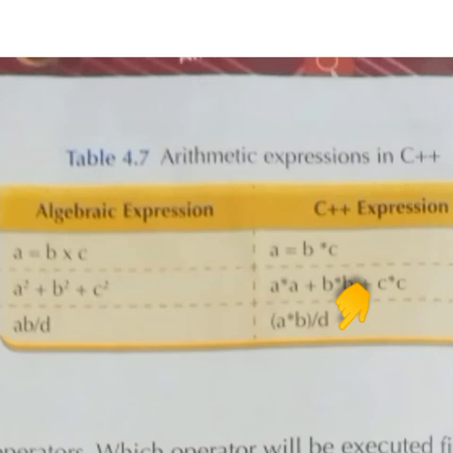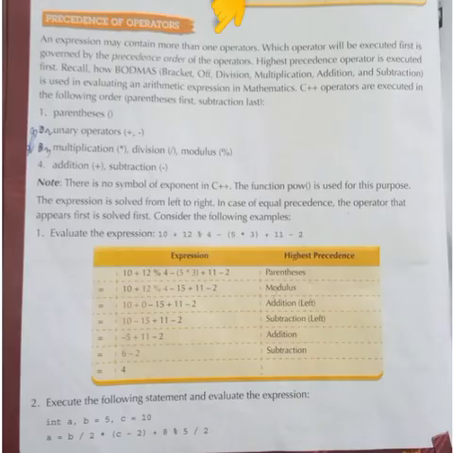So an expression, as I already explained, is an arithmetic expression. Here three expressions we are using. Each expression contains operators and operands only. Which operator will be executed first is governed by the precedence order of the operators. The highest precedence operator is executed first, and finally the lowest precedence operator is executed.